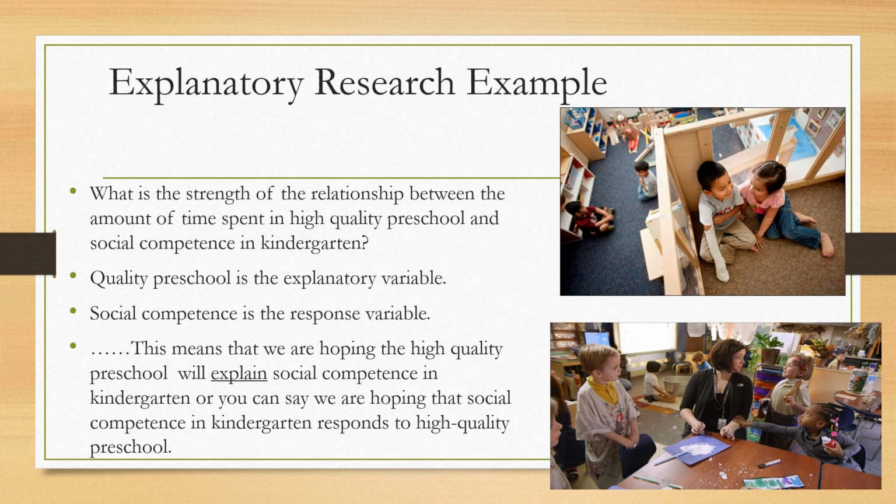For example, let's say we do a study to determine the strength of the relationship between the amount of time a child spends in high-quality preschool and their social competence in kindergarten. Quality preschool is the explanatory variable, and social competence is the response variable. This means that we're hoping the high-quality preschool will explain social competence in kindergarten, or you can say we're hoping that social competence in kindergarten responds to high-quality preschool.